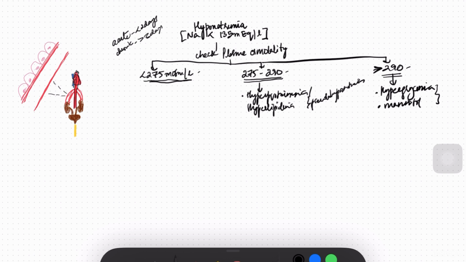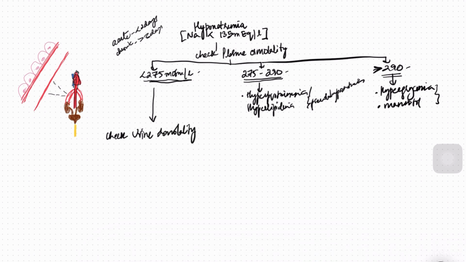Now let's come back to decreased plasma osmolality. The next thing that you want to do here is check urine osmolality. Why? See, in our circulation system, this is a very crude, rudimentary diagram that I made.